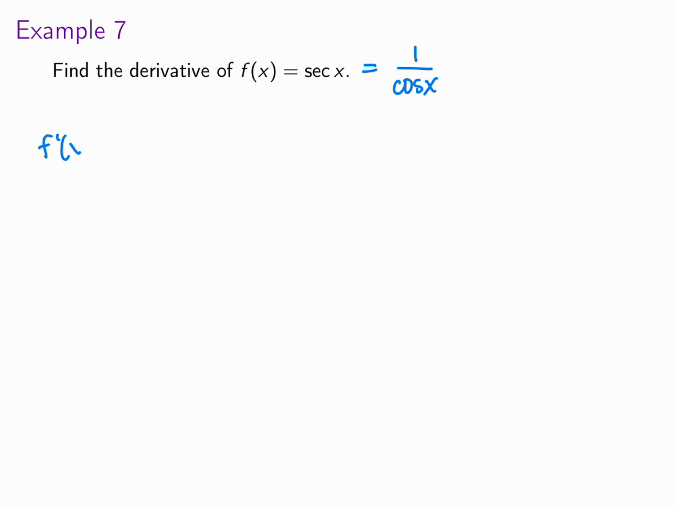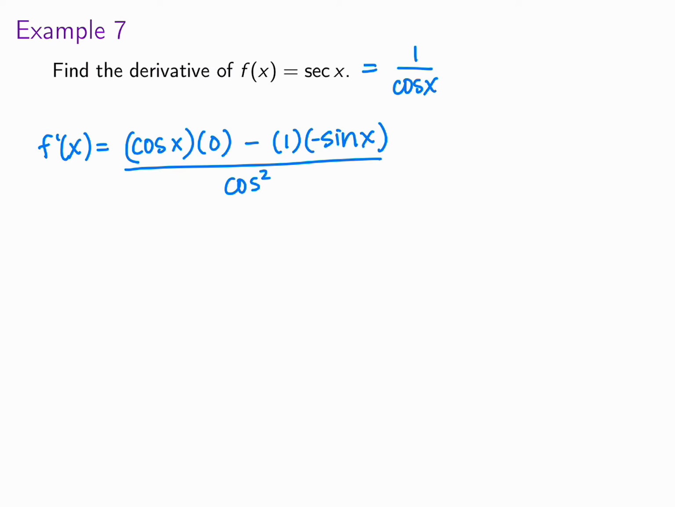So f prime of x will be the denominator, cosine x, times the derivative of the top. And what's the derivative of 1? Well, its derivative will be 0, minus the numerator, the top function, 1, times the derivative of the denominator, and derivative of cosine is negative sine x, all over the denominator squared. So let's do a little bit of cleaning up. That 0 is just going to multiply and cancel those out. So I'm left with a positive sine x over a cosine squared x.